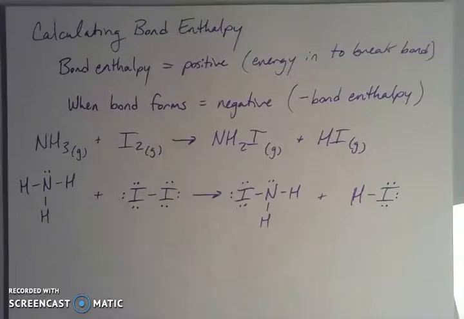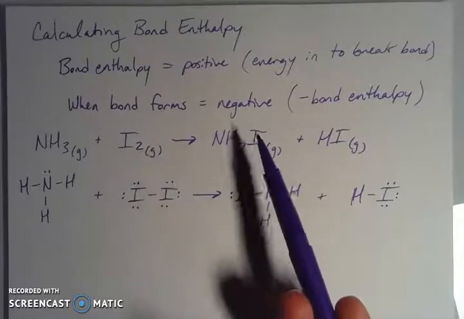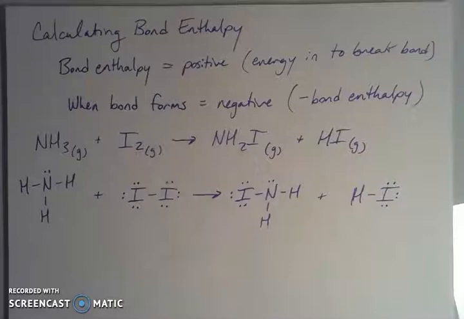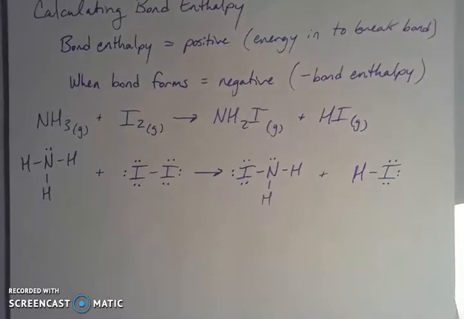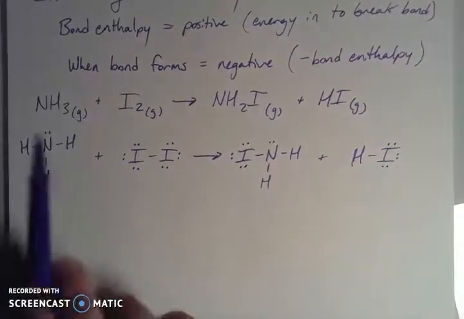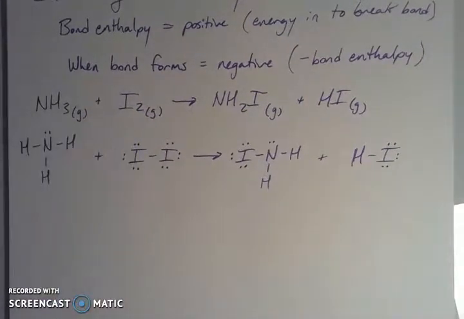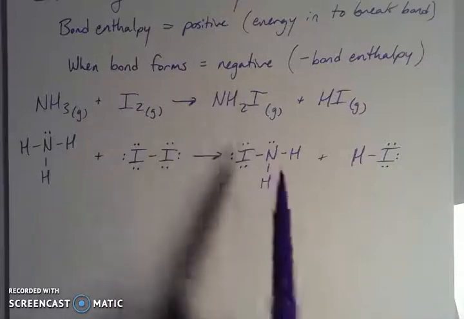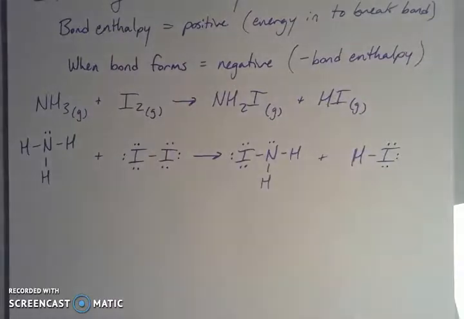When that bond forms, that is always going to be negative. In fact, it's going to be the negative bond enthalpy because that's the amount of energy that comes out when that bond forms. So when we're calculating this in an overall reaction, let's take this reaction here with ammonia and elemental iodine. It gives you this NH2I and this hydrogen iodide. Then if I wanted to calculate the energy of this process, I need to kind of map out what's happening.